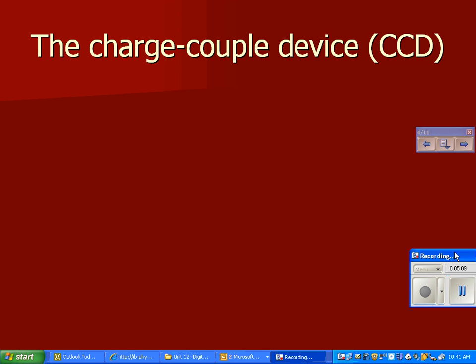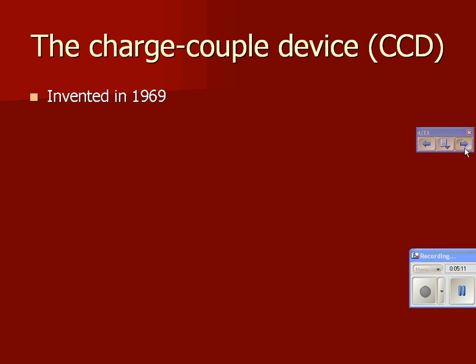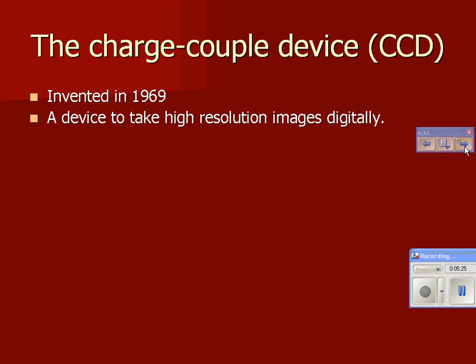This thing was invented in 1969. The people that helped invent it won Nobel Prizes, so this has been a big deal. I think there's been 2 Nobel Prizes given out in the realm of CCDs for physics. And the purpose of a CCD is to take very high quality, high resolution images. Digitally, okay? This is a digital way of taking images. And basically what you have is this grid of, we're talking about millions of them this time, little capacitors.